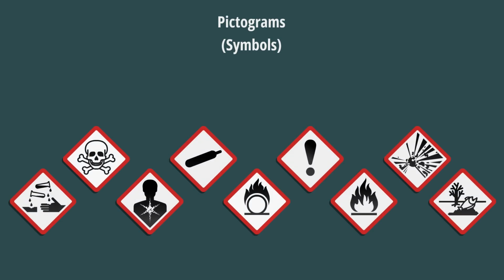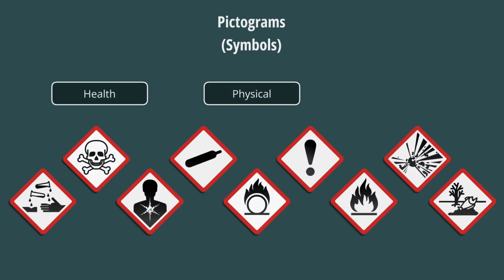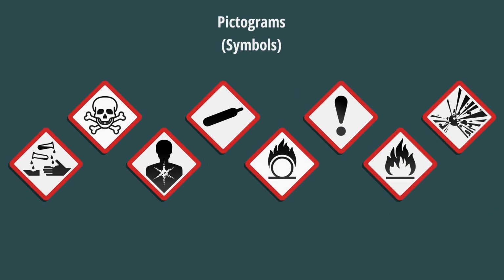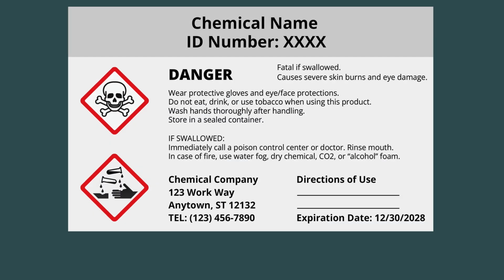The pictograms, or symbols, relay health, physical, and environmental hazard information for a given hazard classification. The pictograms all consist of black symbols on a white background, surrounded by a red frame. There are 8 pictograms associated with the hazard classes. As mentioned earlier, each hazard class has an associated pictogram. The signal words that are provided are either danger or warning. Again, the signal words are prescribed for each hazard class and category.